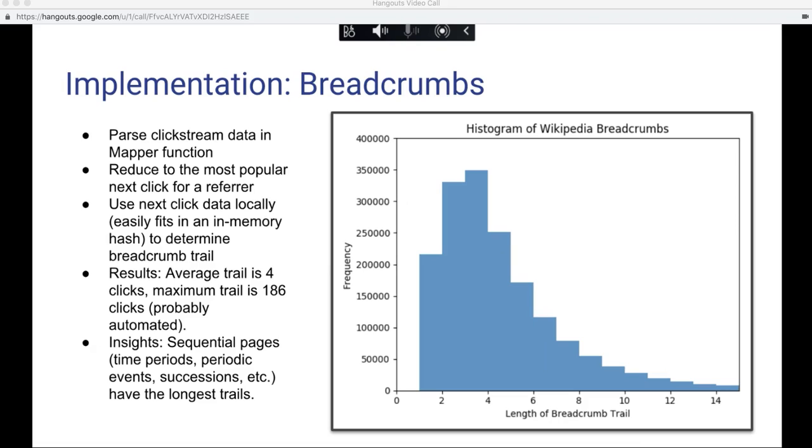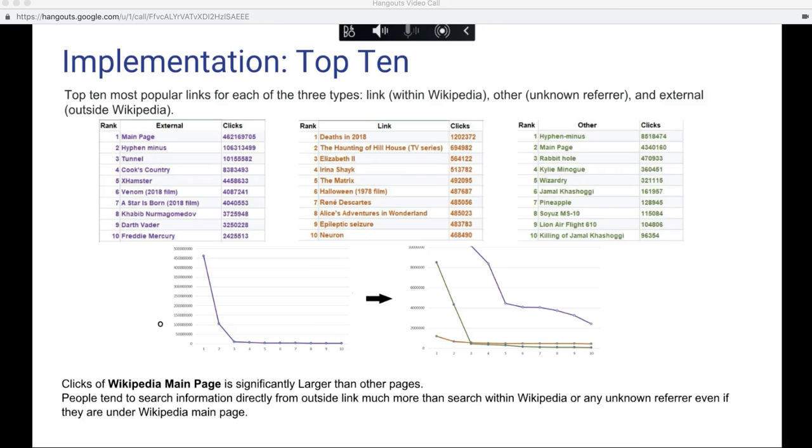Those types of pages are usually sequential things. So like Super Bowls, people may start at the first Super Bowl and click their way through all the Super Bowls, or the succession of presidents or popes or things like that. All right. And next I'm going to hand it off to Quijo.